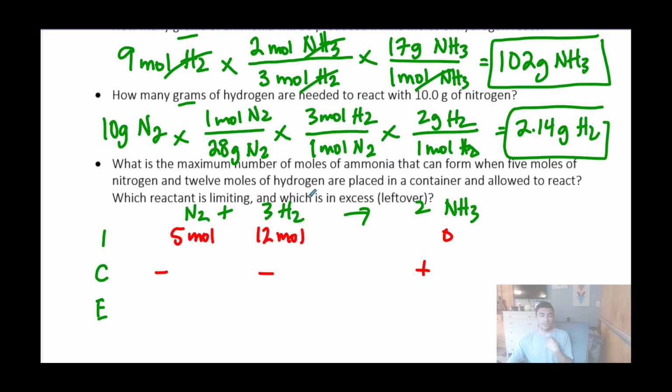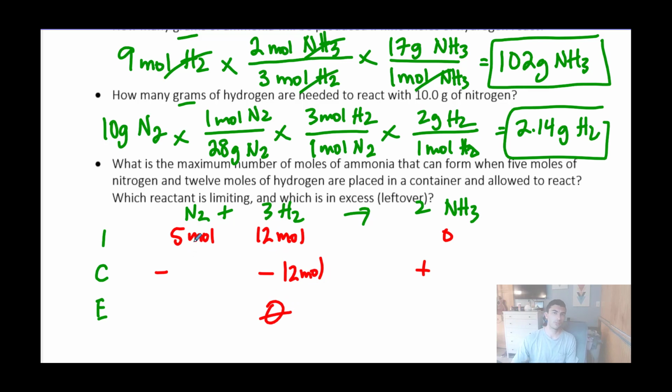So let's take a hypothetical. Let's assume that all 5 moles of nitrogen react. How many moles of hydrogen would react with it? Well, the ratio is 1 to 3, so 3 times as many moles of hydrogen will react as nitrogen. If 5 moles of nitrogen react, 3 times that amount is 15, which I don't have. So that tells me the nitrogen can't be used up first. I wouldn't have enough hydrogen to react with it. The hydrogen must be used up first, all 12 moles.